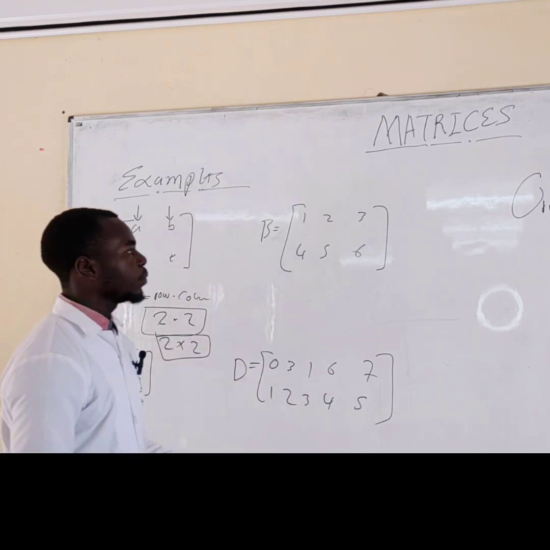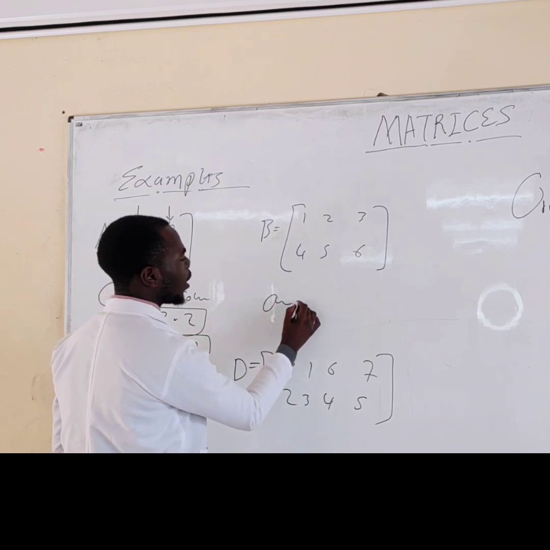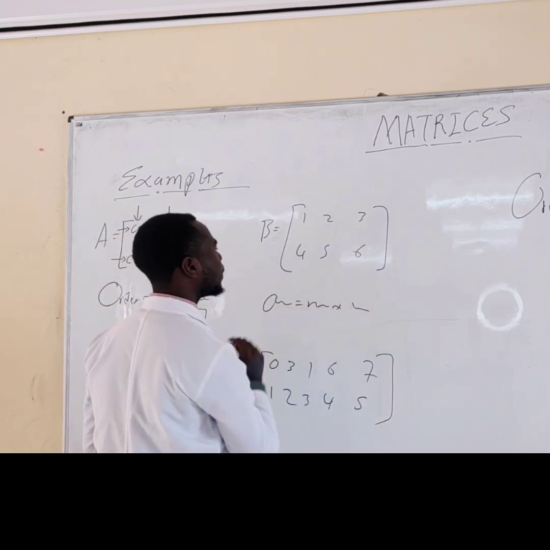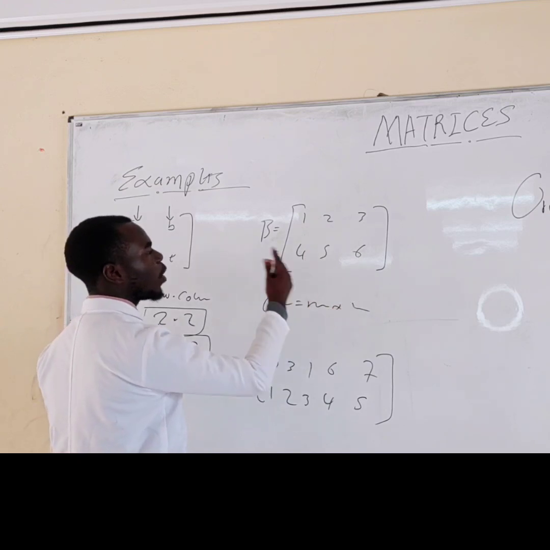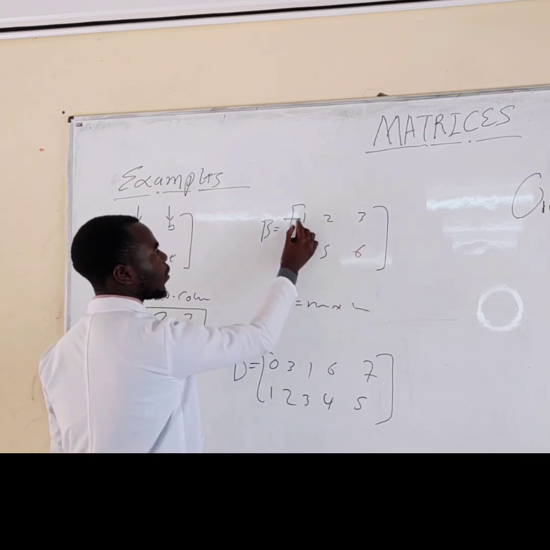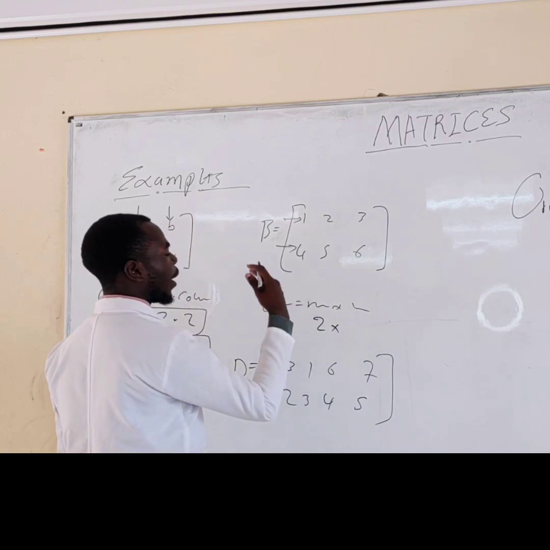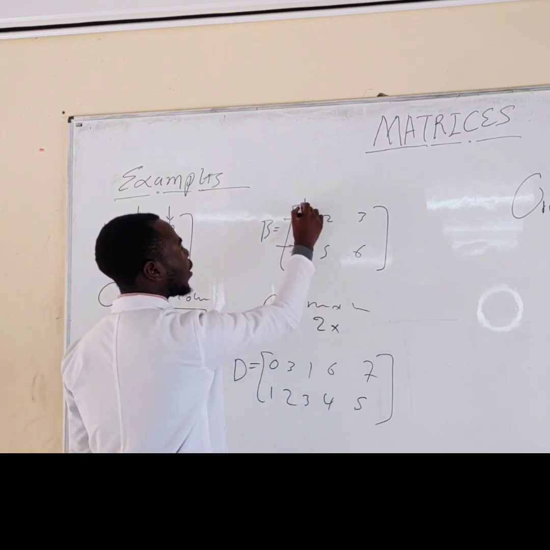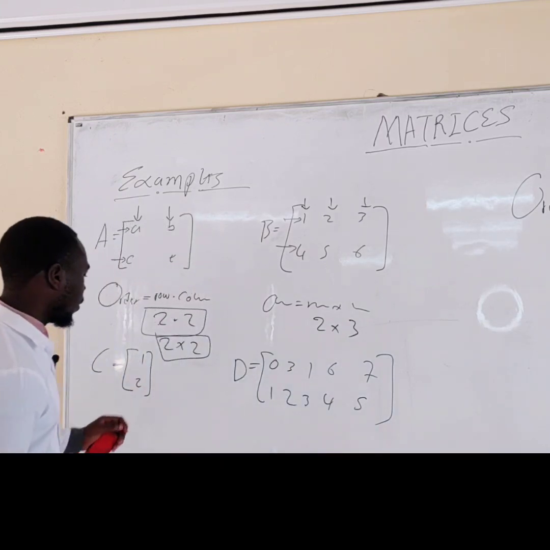Okay, what about this one? We all know that order is equal to row by column. The rows are just horizontal. So how many horizontal axes do we have here? I believe we have 2, 1, 2. So here 2 by column. How many columns here? I believe we have 1, 2, 3. So here 3. What about this side?